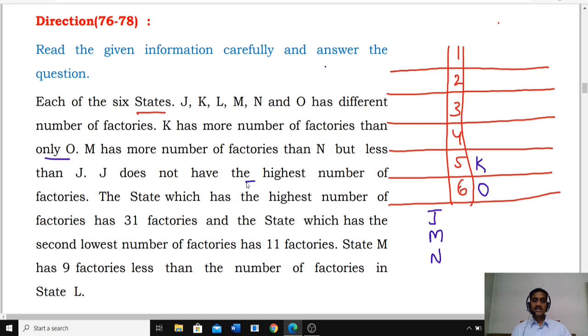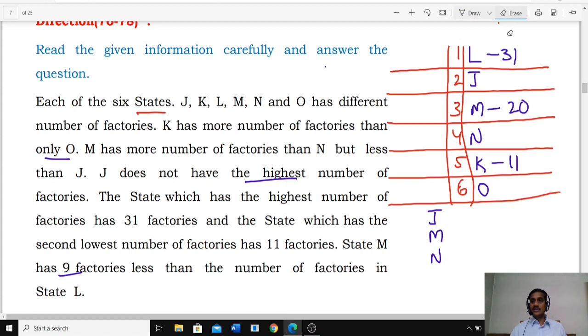M is having more than N but lesser than J. J, M, N: J does not have the highest. Then the state which has the highest number of factories has 31 factories, and the one which has the second lowest number is having 11 factories. State M has 9 factories lesser than the number of factories in L. 31 minus 11 is 20. So M has 9 factories lesser than 31, hence M can have 22.